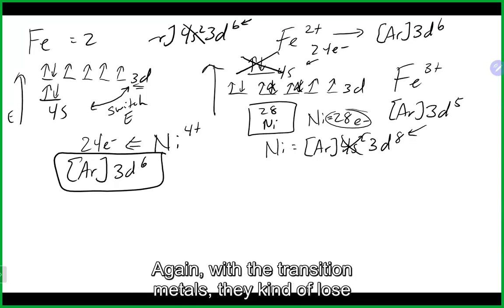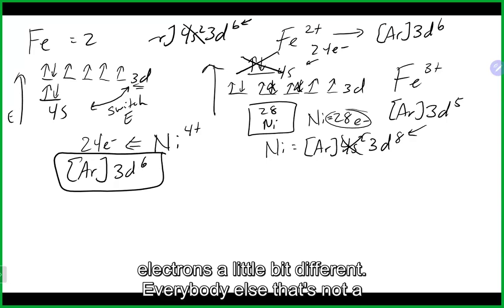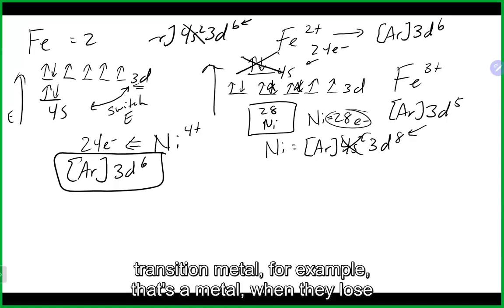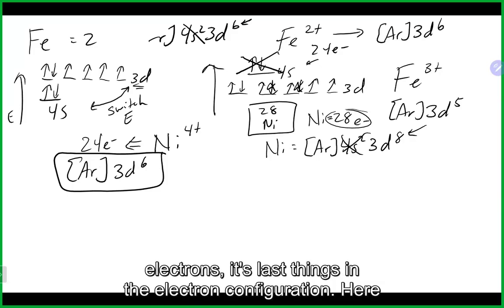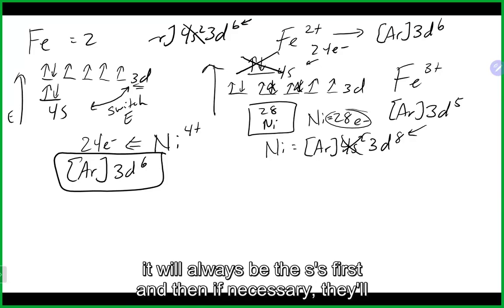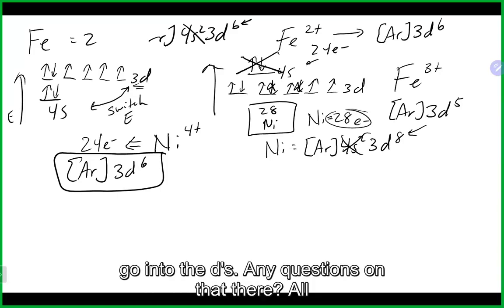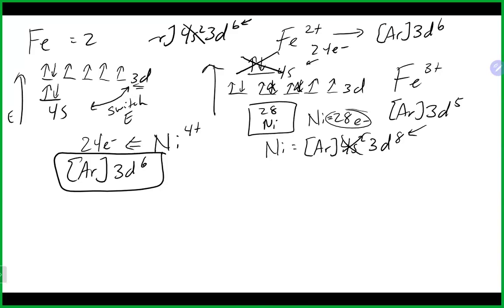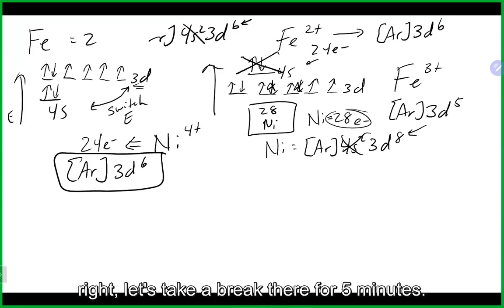Again, the transition metals lose electrons a little bit differently. Everybody else that's a metal, when they lose electrons, it's the last ones in the electron configuration. Here it's not going to be the last ones; it will always be the s's first, and then if necessary, they'll go into the d's. Any questions on that? All right, let's take a break there, 5 minutes.